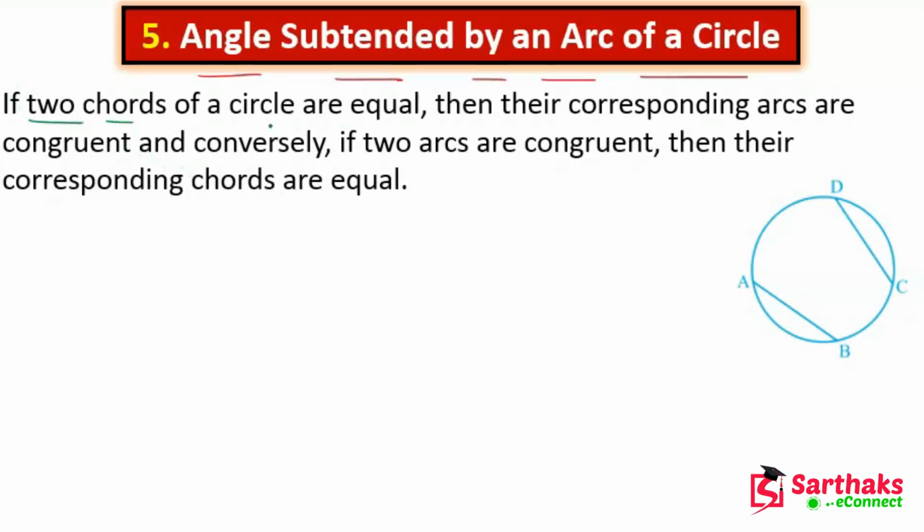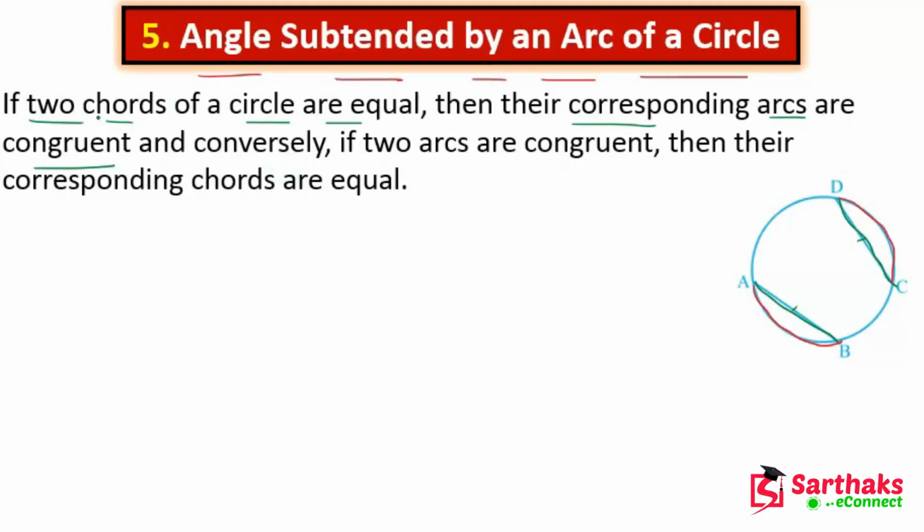Now if two chords of a circle are equal, let's suppose we have two chords AB and DC, if these two chords are equal, then their corresponding arcs are congruent. Like here is the arc AB and here is arc DC. So these two arcs are congruent, meaning these two arcs are equal. I hope you understand this.